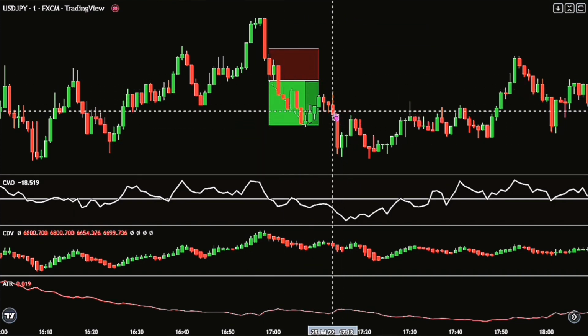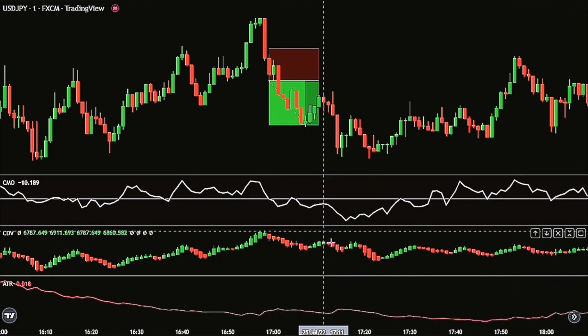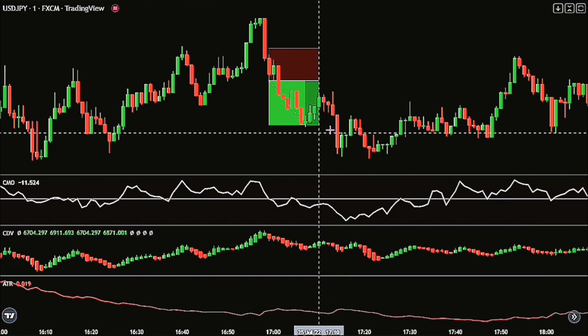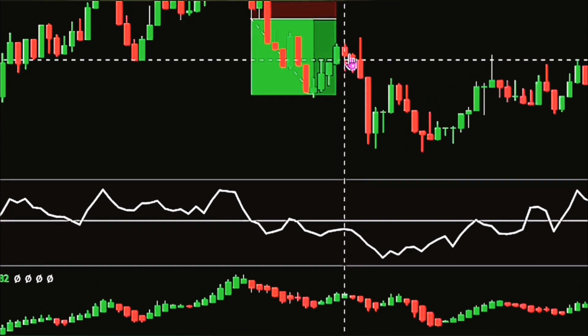Again, we see that the current value on the ATR is 0.20. So our stop loss will roughly be set at 2 times the value, and we are going to be targeting 1.5 times the risk.